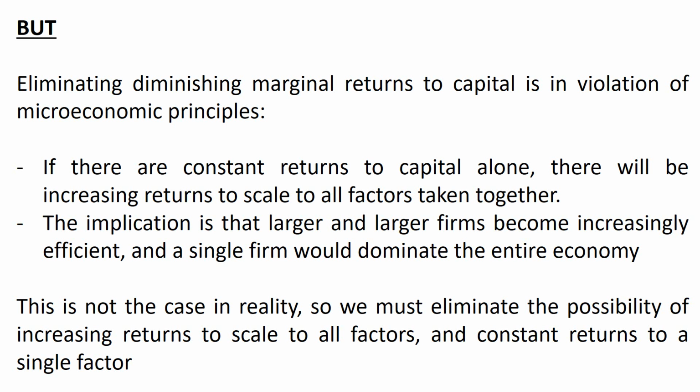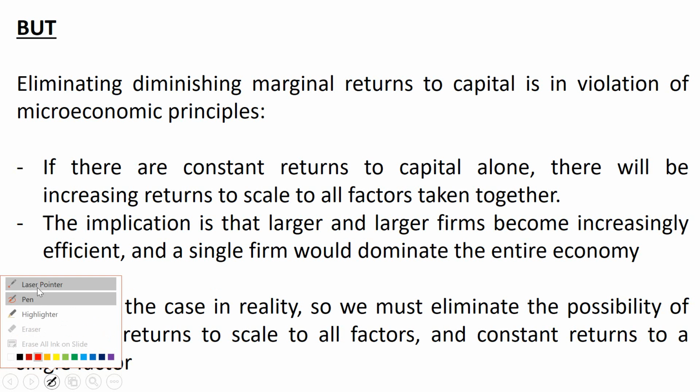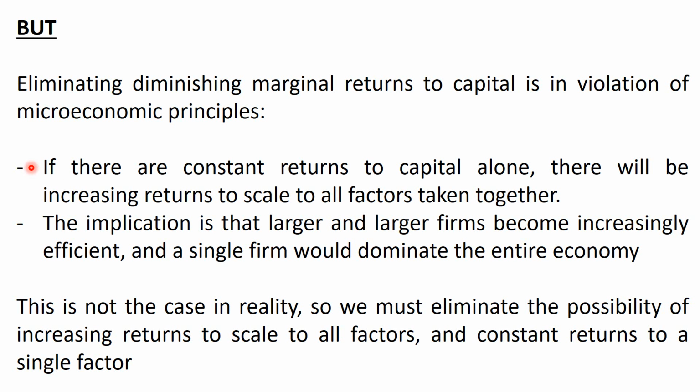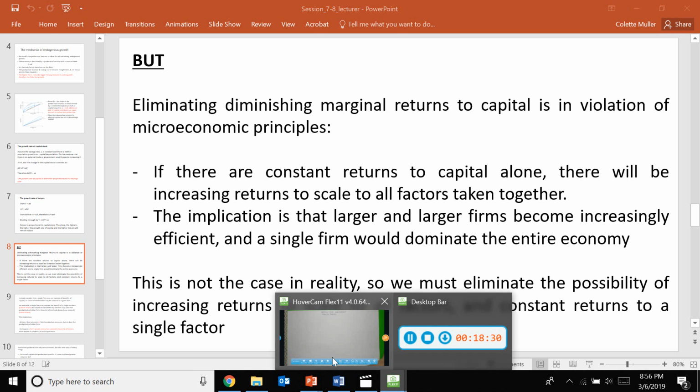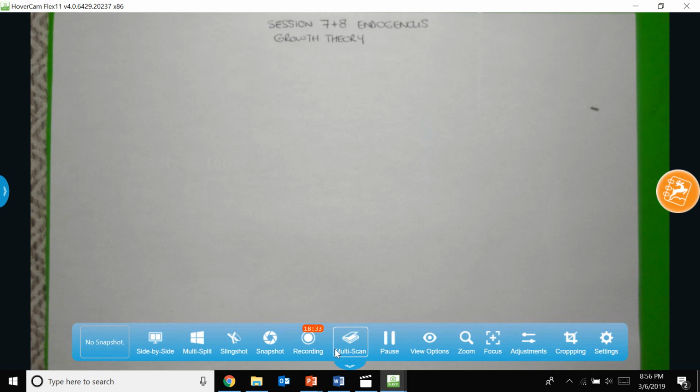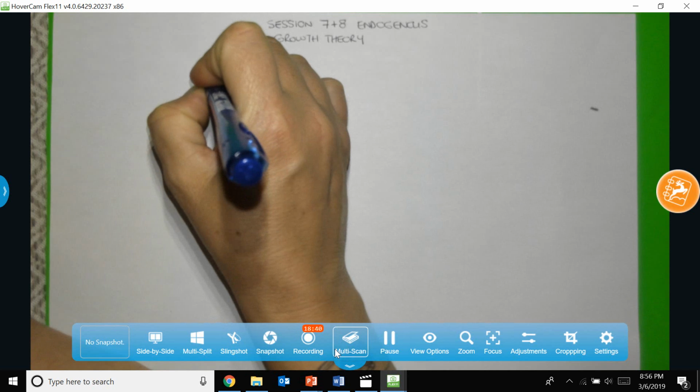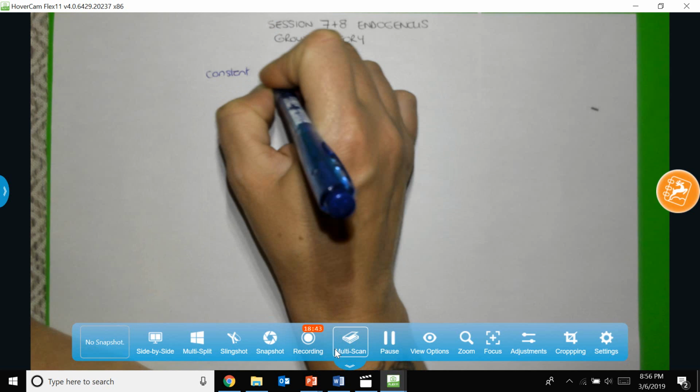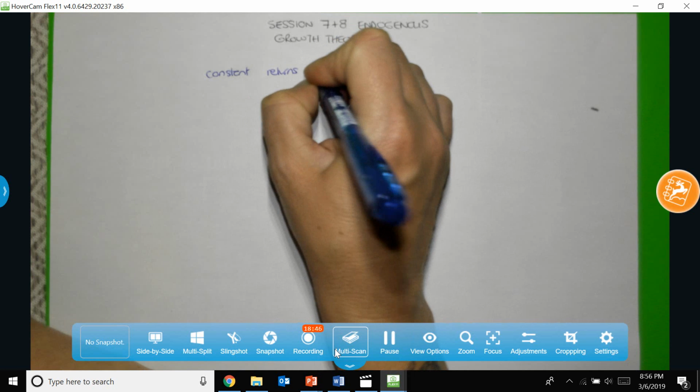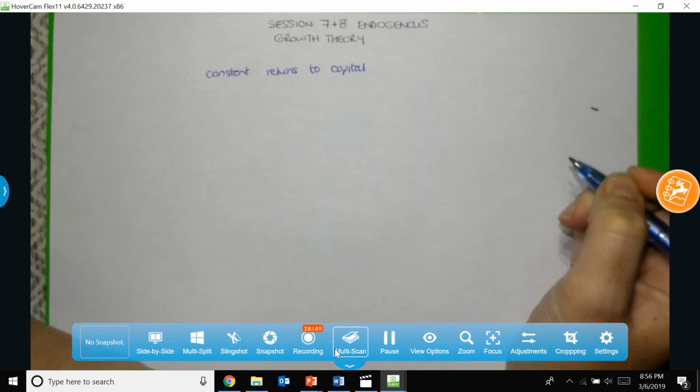Before we get to how we reconcile that though, what I want to talk to you about and use an example for is this idea that if there are constant returns to capital alone, there will be increasing returns to scale to all factors taken together. We want to just try and explain that a little bit. So I'm going to switch to the camera view. Here we go. Alright, so what we are saying here is if there are constant returns to capital, let's write that in, constant returns to capital, what would constant returns to capital look like?